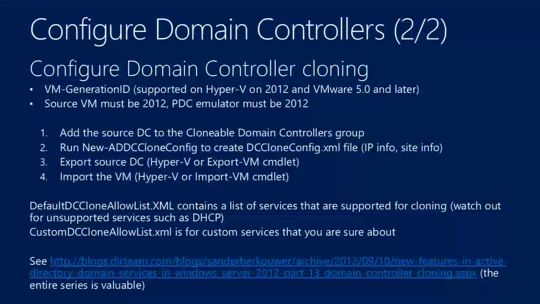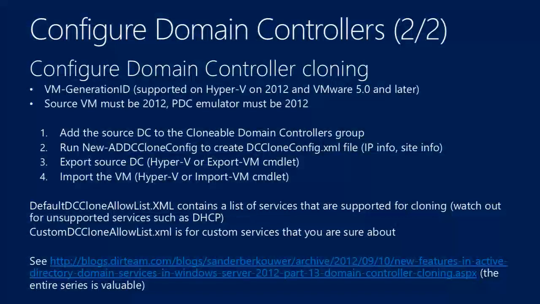All right, so let's talk about cloning. This is a new one. I would urge everyone to know at least at a high level what you can do and how to do it. You need Hyper-V on 2012, or VMware 5.0 or later. The source VM has to be 2012. Your PDC emulator has to be 2012. So in general, you have to have a pretty new environment. Then I list out the steps: add the source DC to the group, run the cmdlet, export the DC, and then import the DC, and you have your clone.